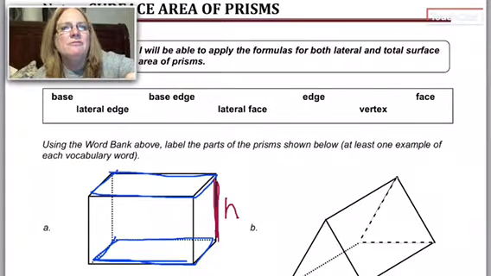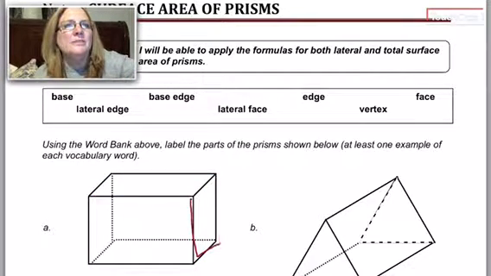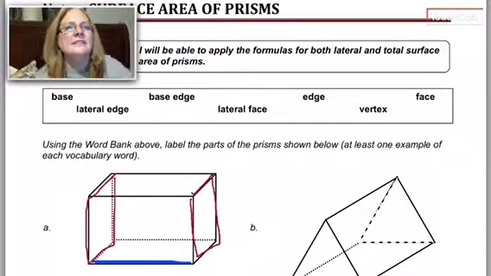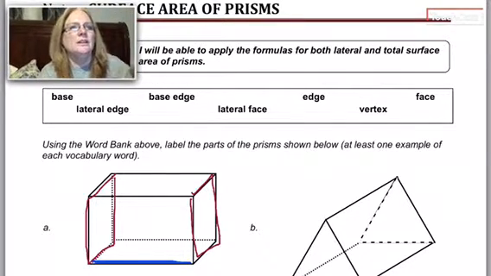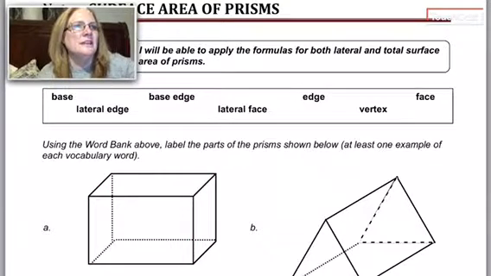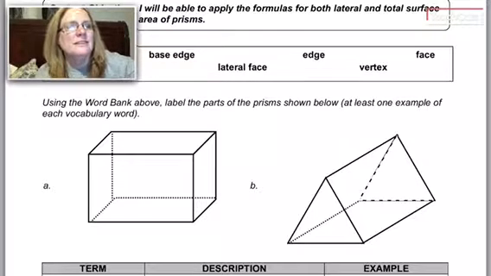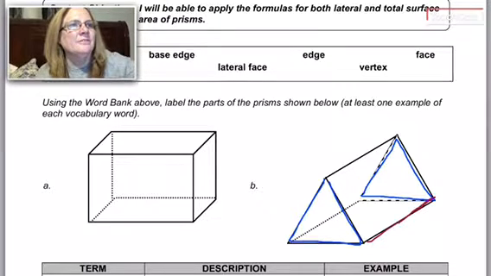Let me go ahead and show you a different picture. You could call this the base. Okay, if that was the base, these would be the two bases. And then in this case, this would be the height, because the height is not part of the base. Now when we look at B over here, which is a triangular prism, the base, you don't have a choice. The bases are the triangles, and so this is one base and this would be the other base, and so then the height would be right here.